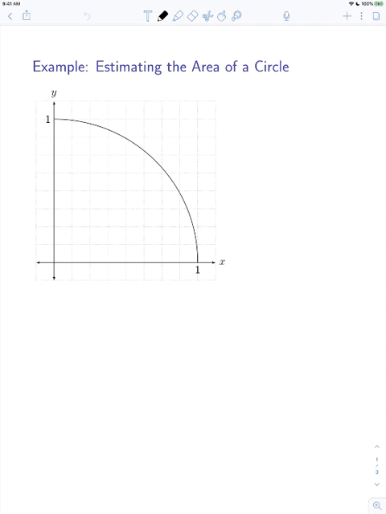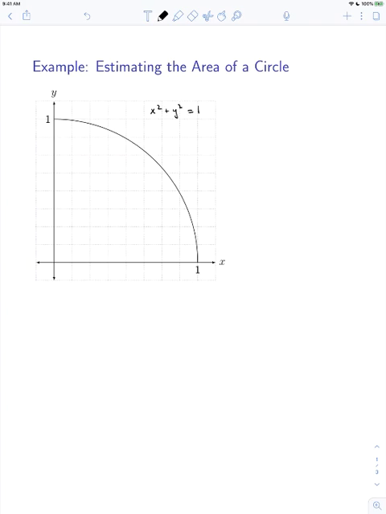Let's look at an example where you can use left sums and right sums to estimate the area underneath a curve. A classic problem is to compute the area of a circle. Here we have a circle, well, a quarter of a circle anyway. This is the unit circle, meaning it's centered at 0 and has radius 1. So the equation of the circle is x squared plus y squared equals 1.